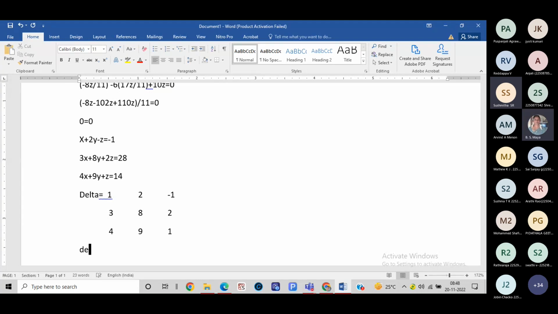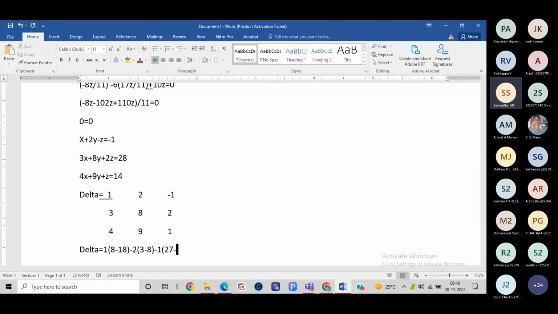Can you find what is delta? I will write only the answer. Delta is equal to 5, ma'am. 8 plus 9 is 18, 8 minus 2. 2 into minus 8, minus a minus 8, plus 9, 1, 3s are.